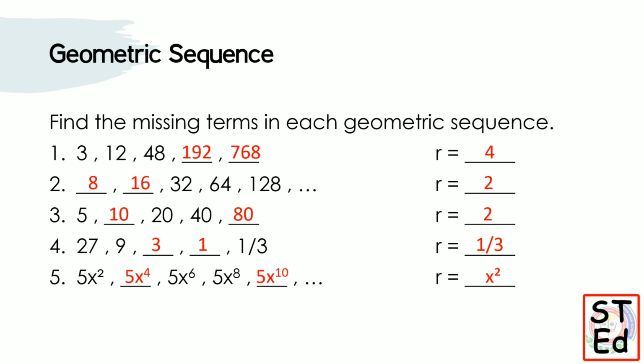Item number 5, the common ratio is x squared. So, the missing terms are 5x raised to 4 and 5x raised to 10.